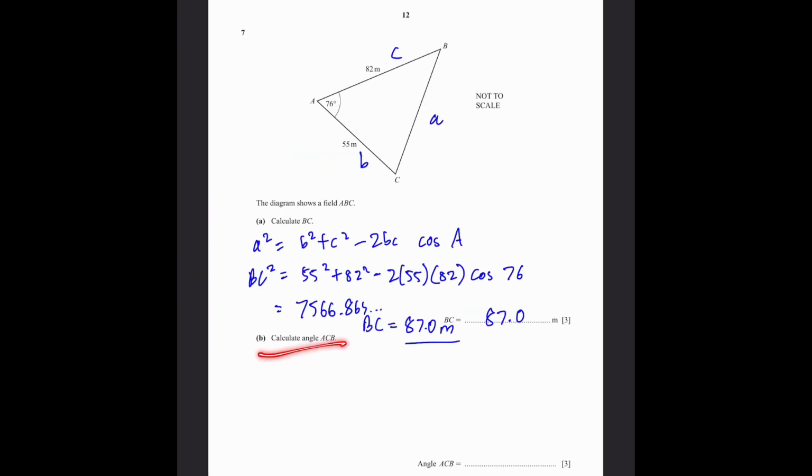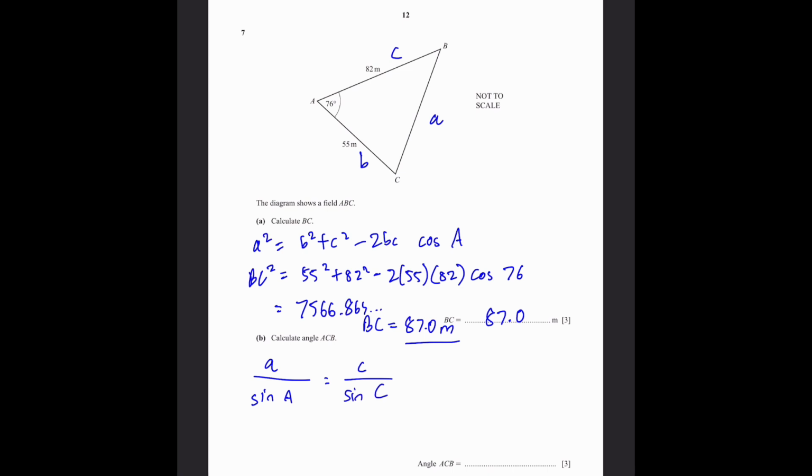Calculate angle ACB. So we know the side C, which is 82 meters. We also know the side A, which is 87 from our previous question, and the angle A, 76 degrees. Just a side note, the side A is always opposite to angle A, and same for the other two sides and angles. So we want the angle ACB, which is the angle C, and that means A by sine A is equal to C by sine C using sine rule.